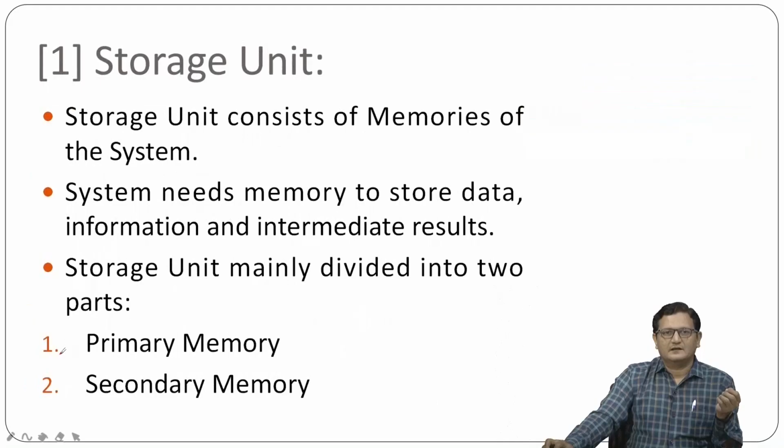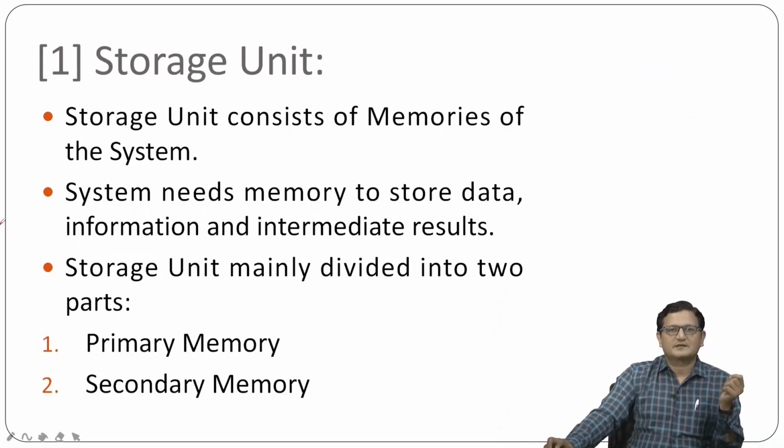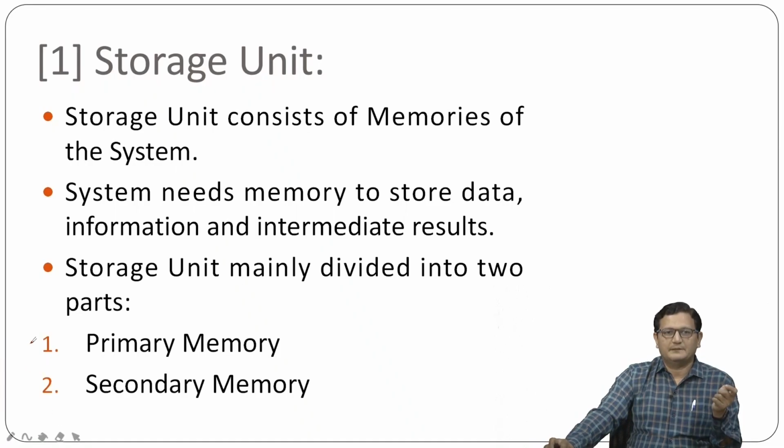Okay, now we'll talk about the storage unit. See, there are two types of storage units, right? The storage unit consists of different types of memories. So mainly we are using two types of memories in the computer system. The system needs memory to store the data and information as well as some intermediate results too, right? The storage unit is mainly divided into two components. One is called primary memory and the second is secondary memory, right? So we will see what primary memory is, why we need to use it, and what secondary memory is, and what is the importance of secondary memory.